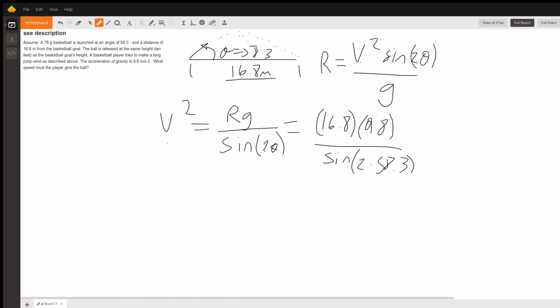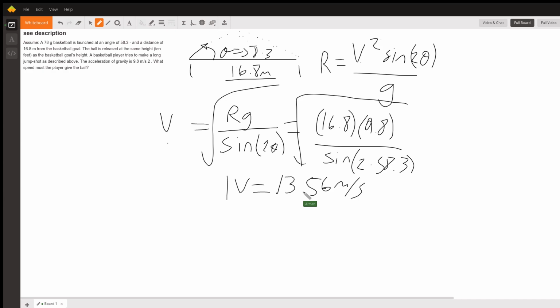Let me erase that. And you get V equals around 13.56 meters per second. And that should be your final answer. But this range equation, I just want to show you where it comes from.